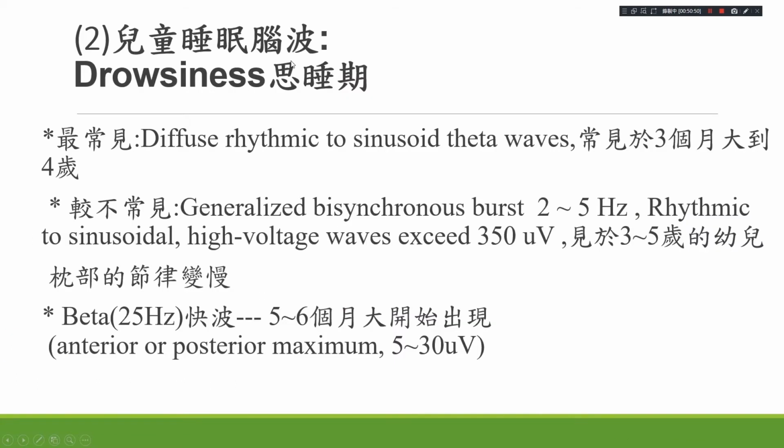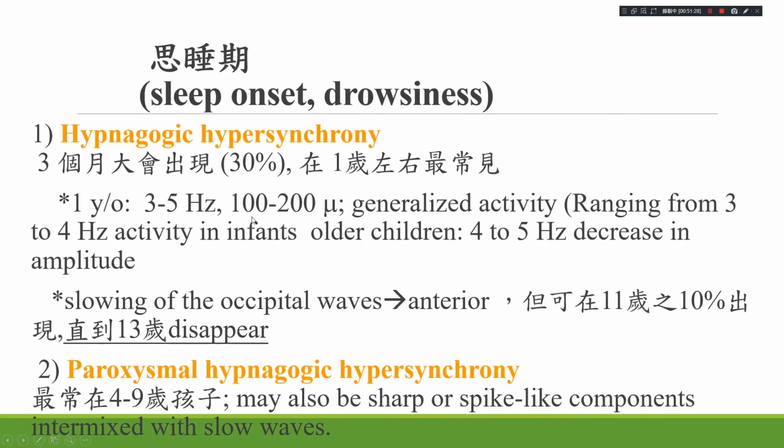And the sleep EEG also has some pitfalls. Usually there is diffuse rhythmic to sinusoidal theta waves, and less often we see generalized synchronous bursts. The rhythmic to sinusoidal high voltage wave exceeds 300 microvolts, usually seen in 3 to 5 month old infants in the occipital area. And beta activity usually occurs at 5 to 6 months of age. At sleep onset or drowsiness, hypnagogic hypersynchrony will usually appear at 3 months of age, and it appears more commonly at 1 year old.